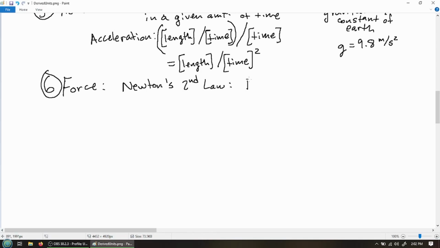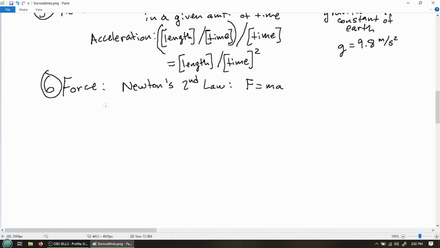This is the one that says that the force exerted on an object is equal to the mass times the acceleration of that object, right? So this might give us a clue. Since the units have to be the same on both sides of this, it might give us a clue of how to look at the units of force.